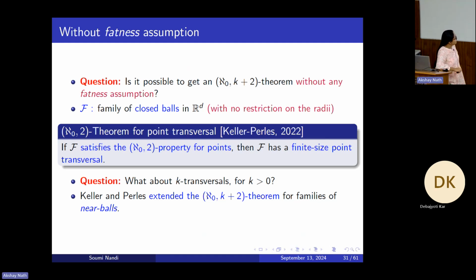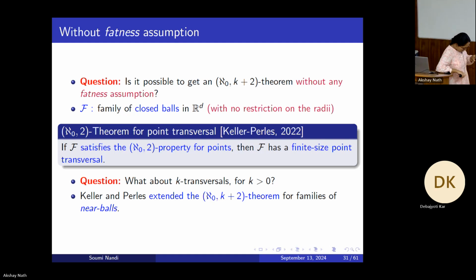And so the question is, can we reduce this fatness assumption? Keller and Perles showed that if we just pierce with points, then this fatness assumption can be reduced. So take F to be a family of closed balls. There is no restriction on the radius of the ball, so the fatness assumption is not here. And they showed that if this family satisfies the Alexander 2 property for points, then F has finitely many point transversals.